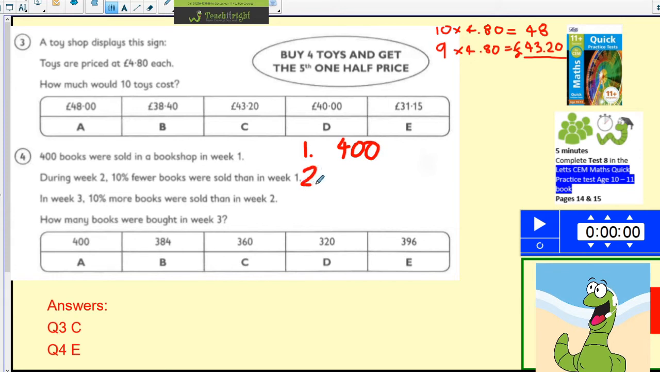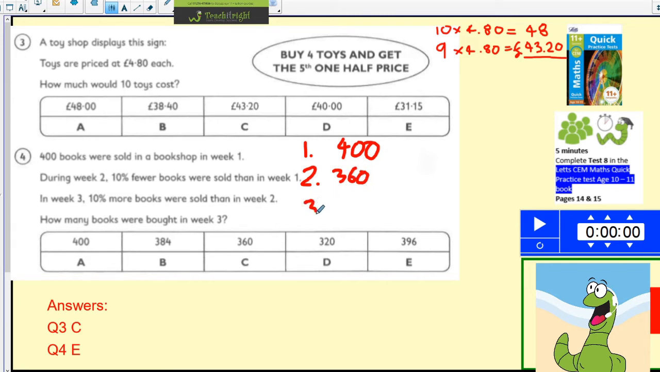In week 2, we had 10% less. So I have to do some maths. What is 10% of 400? Well, we know that. It's dividing by 10. So it's going to be 40 less. So 40 less doesn't mean the answer is 40. It means I have to take it away. So the answer was 360.